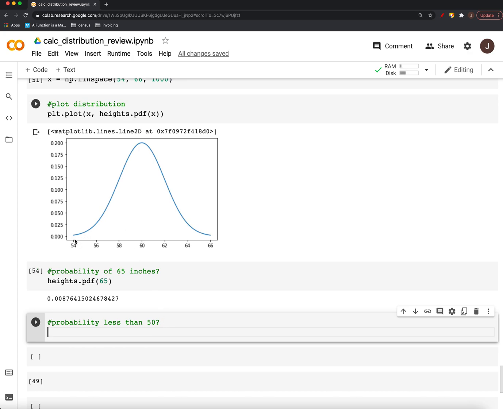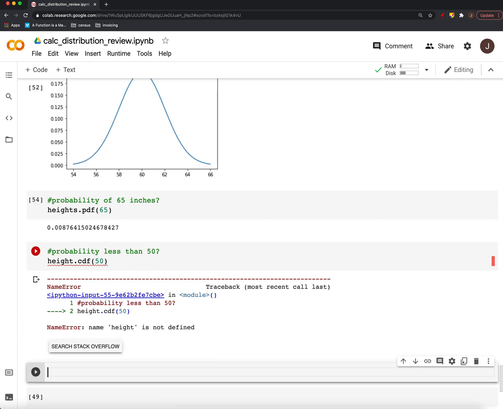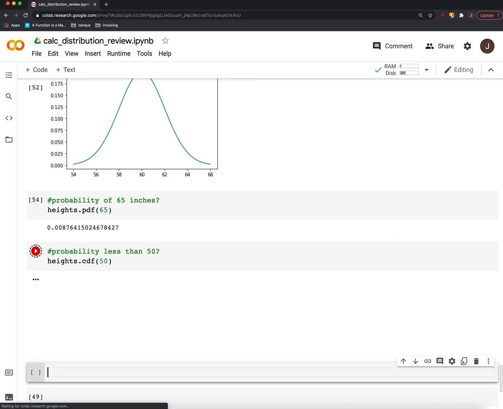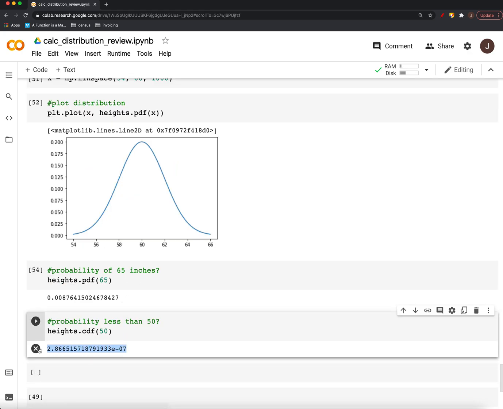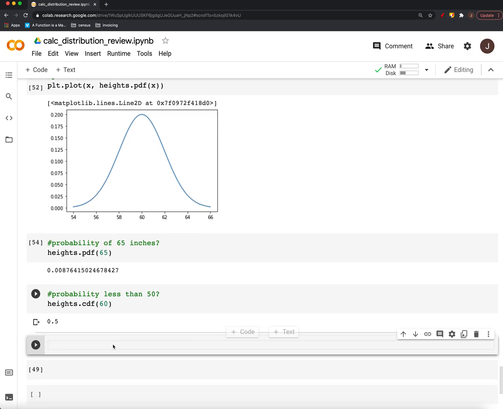Probability of less than 50? Well, that's going to be the cumulative density function up until 50 heights. And you see that that's a very small number because our plot ends at 54. 50 would be way out here, and there's almost no area under the curve there. But if we say, what's the probability of a height of at least 60? Well, 50%, because half of our data lies to the left of 60.